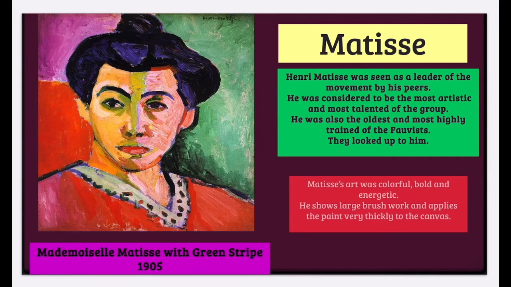The artists really known for being fauves are Henri Matisse and Andre Derain. Matisse was seen as a leader of the movement. He was often considered the most artistic and most talented of the group, and he was also the most highly trained as well as the oldest. You may be familiar with a lot of his artwork anyway. It was very bold, colorful, and energetic. You can really see a lot of his brushwork.